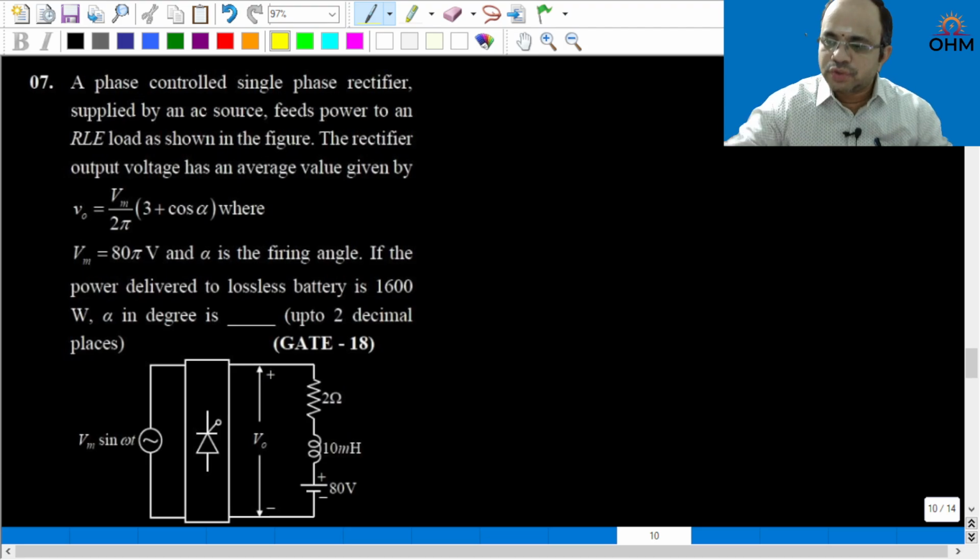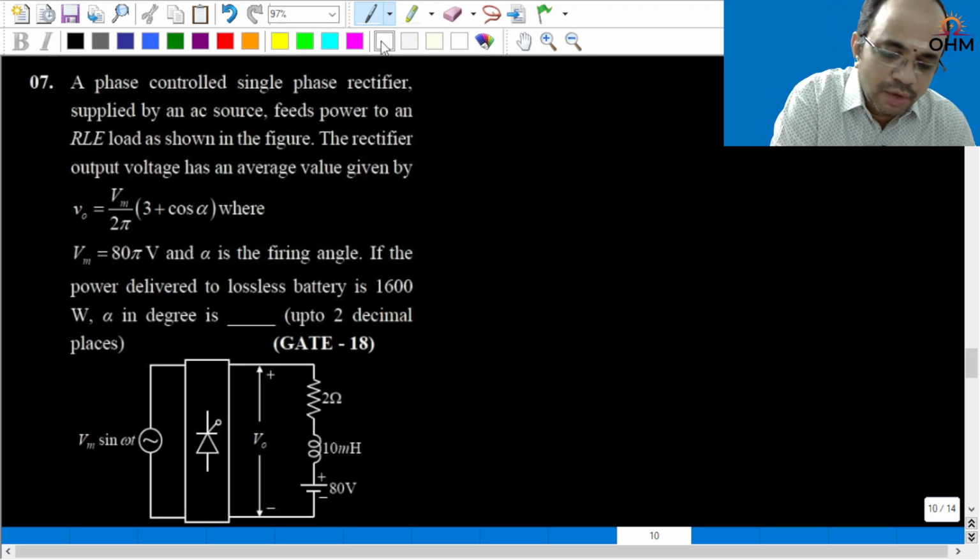A phase controlled single phase rectifier supplied by an AC source feeds power to an RLE load as shown in the figure. The rectifier output voltage has an average value given by Vm by 2 pi into 3 plus cos alpha, where Vm is given, that is 80 into pi in volt, and alpha is the firing angle. If the power delivered to lossless battery is 1600 watt, then what is the alpha value?